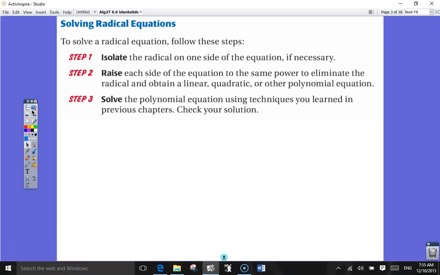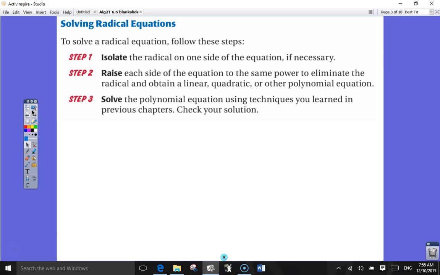Once you've isolated the radical, they say raise each side of the equation to the same power to eliminate the radical. But I usually say undo the radical. If you got a square root, how are you going to undo it? Square it. If you got a cubed root, how are you going to undo it? Cube it, right? So whatever it takes to get rid of the radical, you're going to do that. But if you do it to one side, you got to do it to the other side. In the end, that means you're essentially raising it to a power.